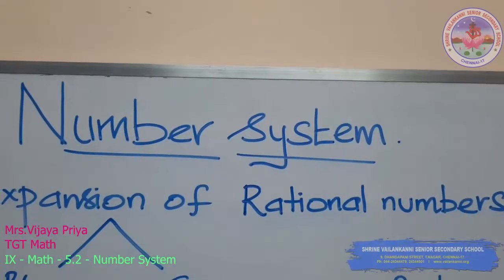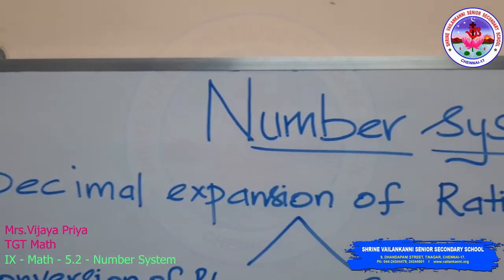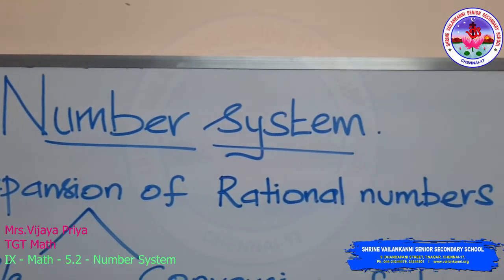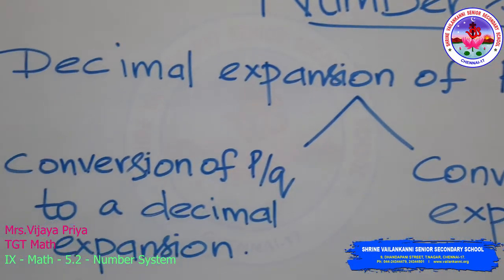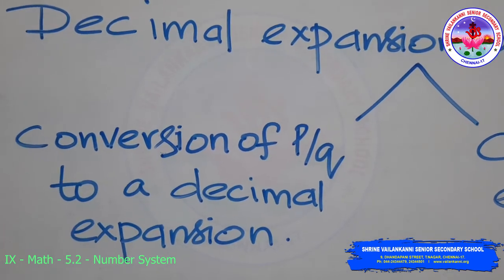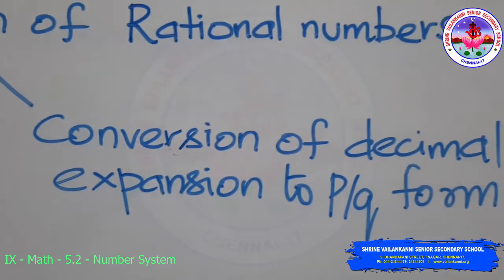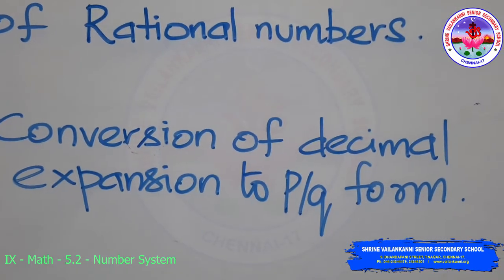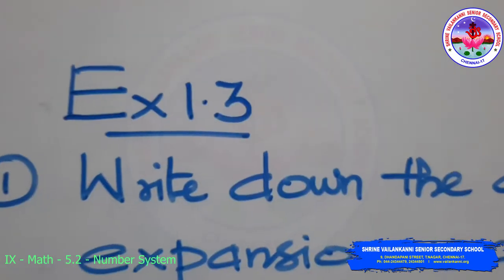Good morning students. Today in number system we are going to see decimal expansion of rational numbers. In this we are going to discuss two cases. One is conversion of p by q to a decimal expansion. The second one, conversion of decimal expansion to p by q form, that is a fractional form.